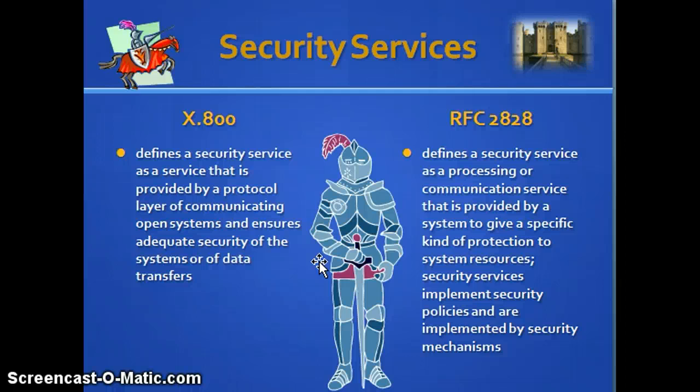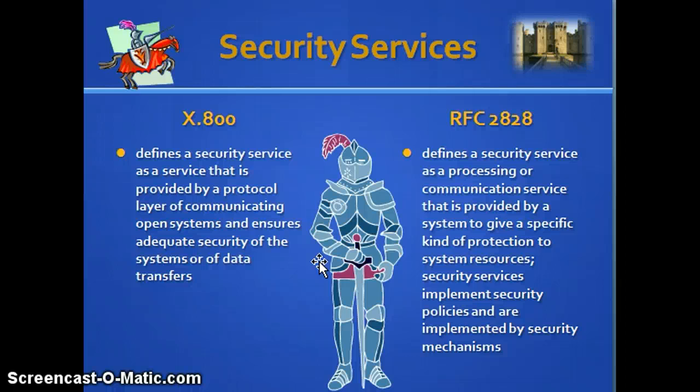When we talk about layers of communication or communicating open systems, it means that we talk about the 7-layer protocol communication architecture, which comprises the physical layer, data link layer, network layer, transport layer, session layer, presentation layer, and application layer.